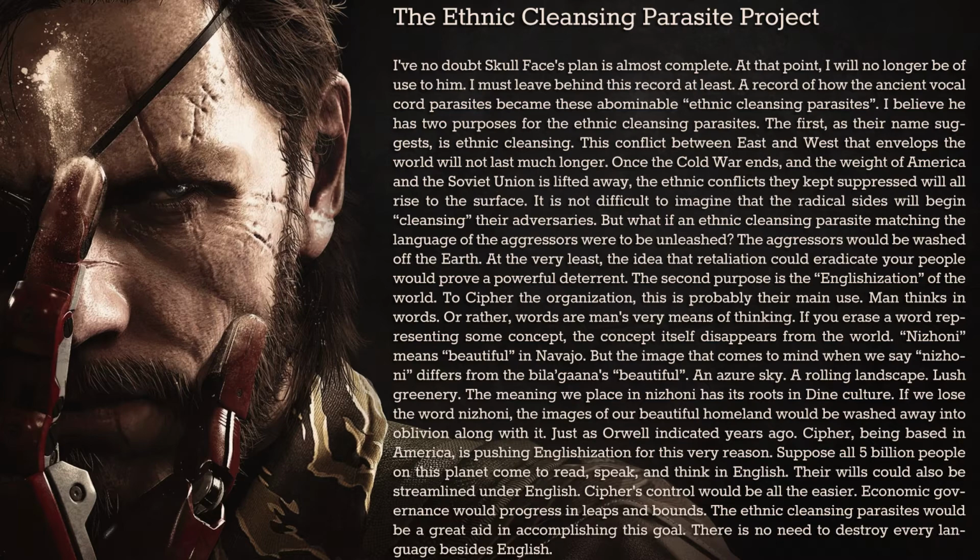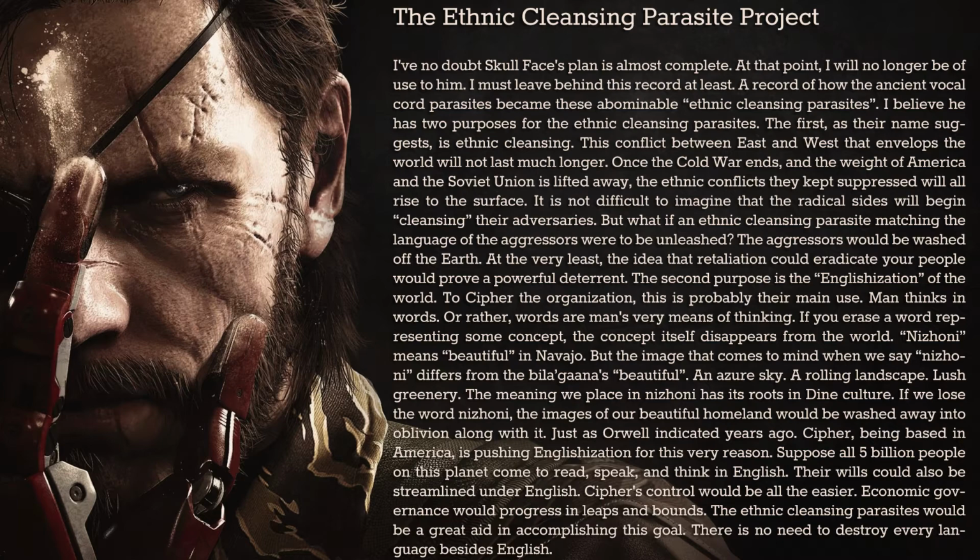A record of how the ancient vocal cord parasites became these abominable ethnic cleansing parasites. I believe he has two purposes for the ethnic cleansing parasites. The first, as their name suggests, is ethnic cleansing. This conflict between East and West that envelops the world will not last much longer. Once the Cold War ends, and the weight of America and the Soviet Union is lifted away, the ethnic conflicts they kept suppressed will all rise to the surface. It is not difficult to imagine that the radical sides will begin cleansing their adversaries.